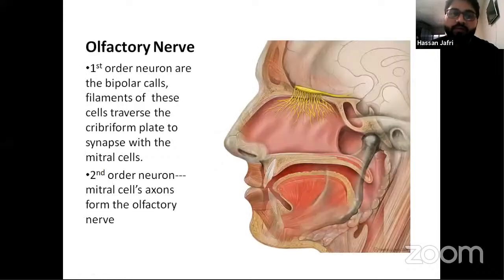So yeah, the first nerve I'm going to discuss is the olfactory nerve. The olfactory nerve is located in the posterior part of the nose, here below the cribriform plate. We have an olfactory epithelium.